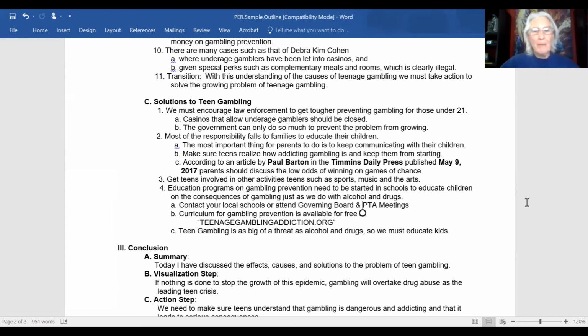So let's say that maybe a solution is we just need to be more aware, so find a place where you can get more information, right? Well, that means that I, as the audience member, now, after hearing your speech, have to do some research and figure out where to go. As opposed to you just telling us a website or a document that we can read that will give us that specific information. You know, solutions to teen gambling.